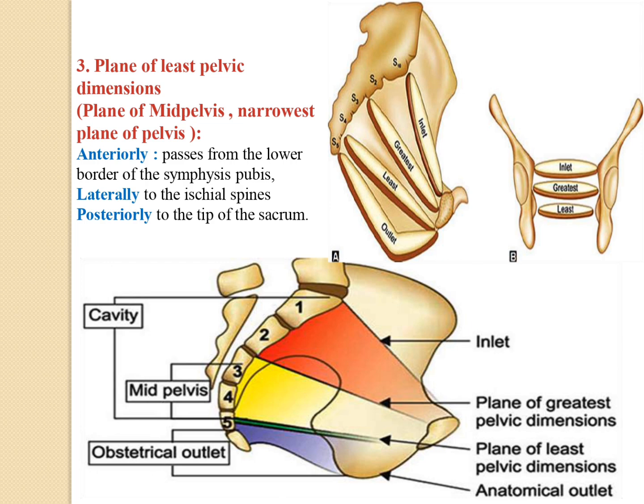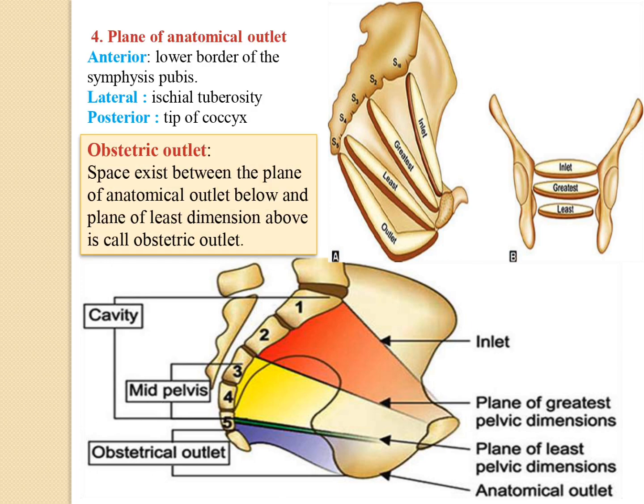This slide shows plane of least pelvic dimensions or plane of mid pelvis. This plane is also called narrowest plane of pelvis. It is bounded anteriorly by the lower border of pubic symphysis, posteriorly by the tip of sacrum and laterally by the ischial spines. All these boundaries are shown in the figure and all these figures are self-explanatory for the boundaries of each plane.